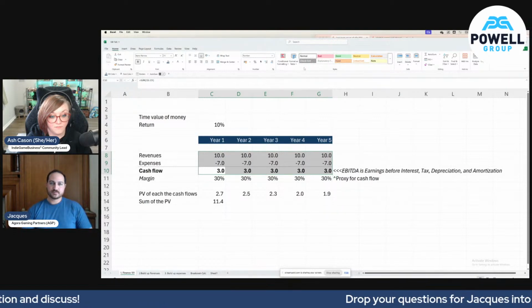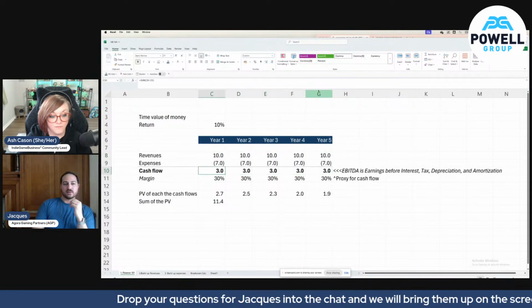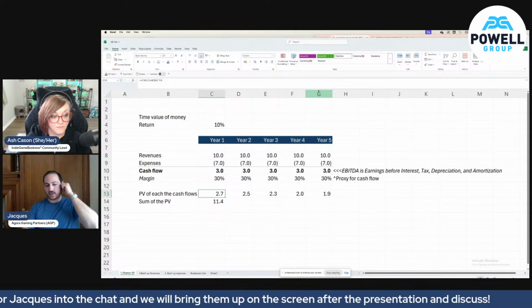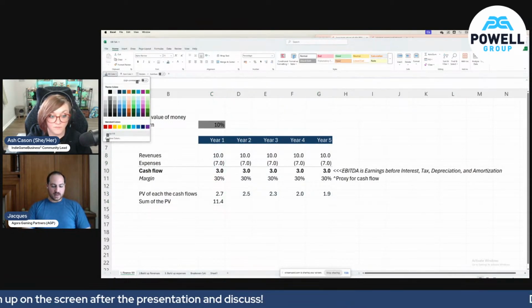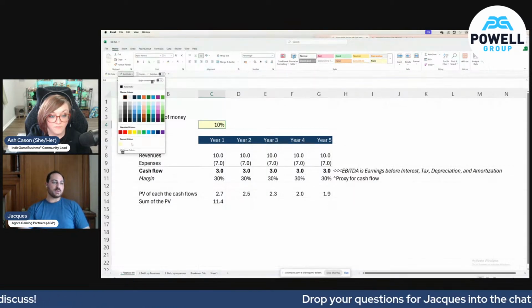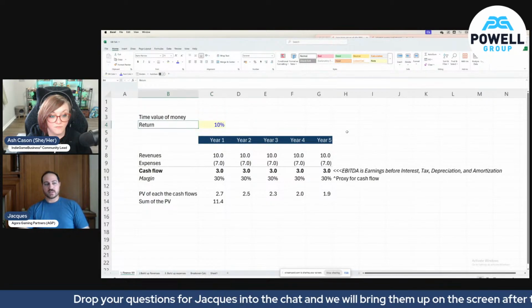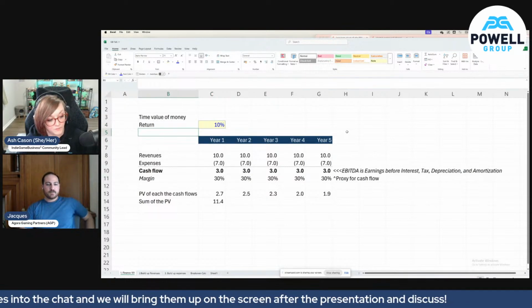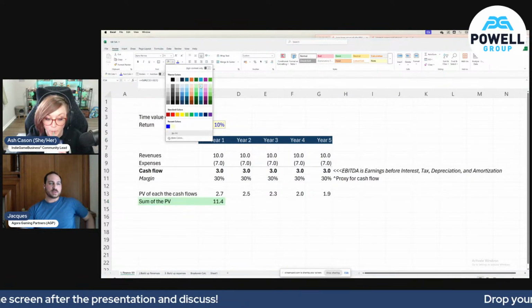So what we've learned here is that a business generating $3 million a year would, to someone who was investing in the stock market, be worth 11.4 million. Now we're going to see something very interesting, which is, let's say this is a game studio. Game studios are a lot more risky than the big companies that make up the S&P 500. A lot more risky.